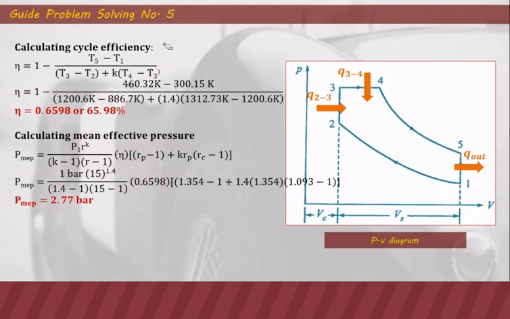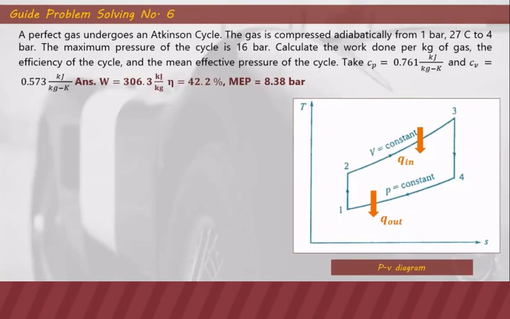So those are the quantities and how we can solve them in a dual cycle. Last problem is a problem related to Atkinson cycle. We have a perfect gas which undergoes an Atkinson cycle. The gas is compressed adiabatically from 1 bar, 27 degrees Celsius, to 4 bar. The maximum pressure of the cycle is 16 bar, and we are to calculate the work done per kilogram of gas, the efficiency of the cycle, and then the mean effective pressure of the cycle.